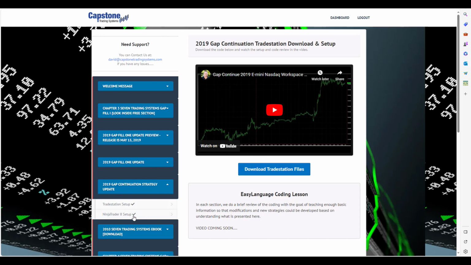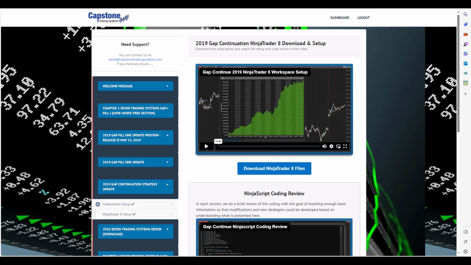There's also a NinjaTrader 8 setup as well. I have not been able to use NinjaTrader in a while since I do multi-strategy automation on the same symbol in the same account, but that resource is there for NinjaTrader 8 subscribers. For those that use NinjaTrader 8, if you want to see the C#, you have access to that as well.